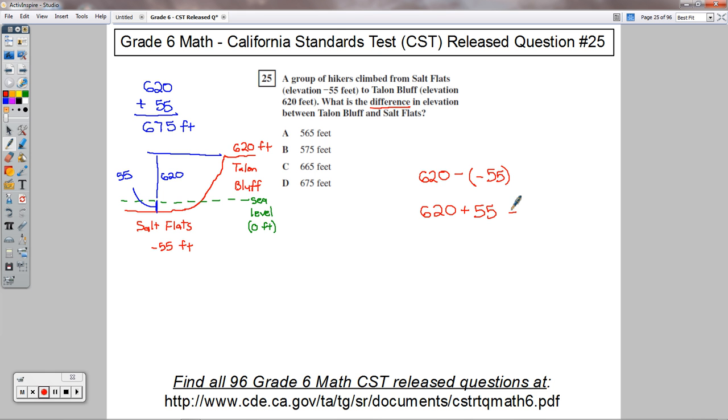We already did the work for that, so I don't feel like I need to show you that again. We know either way you do this problem, you're going to get 675 feet. Your final answer for 25 is choice D.